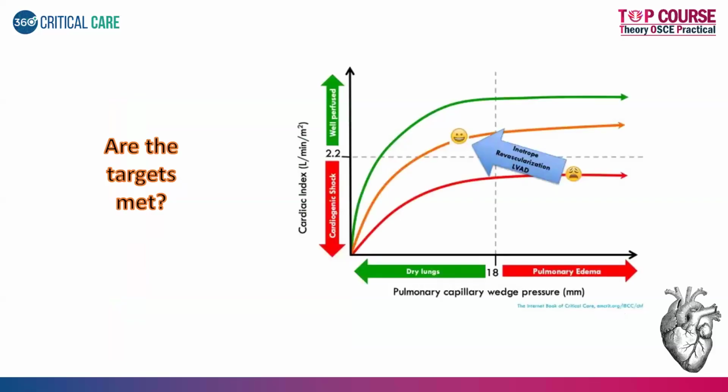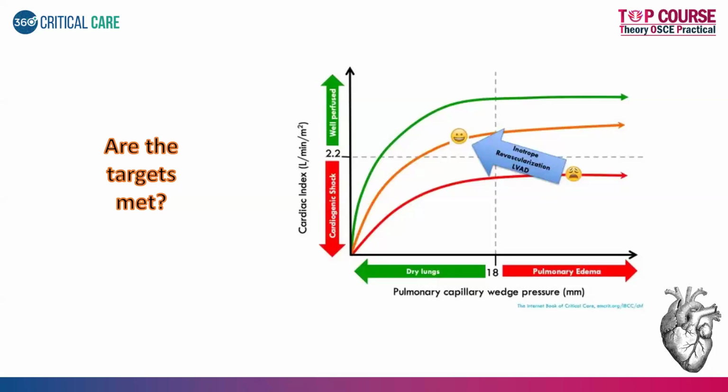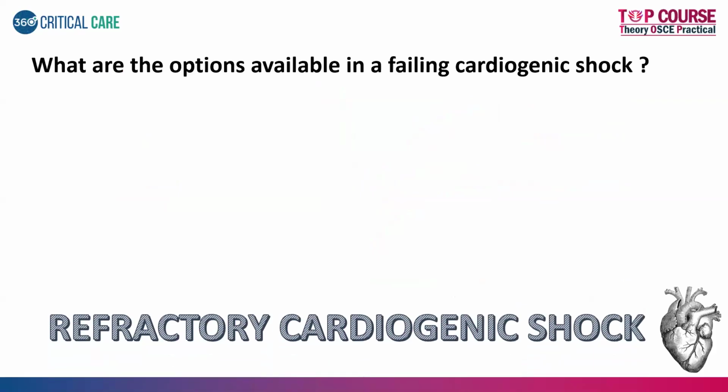After all of this, we have given inotropes, we have revascularized the patient, we have optimized the fluids, we have done everything, and also done basic supplemental therapy with oxygen. So whether the targets are met or not is something that we need to know. If they are not met, the next thing we have to think about is the use of ventricular assist devices. So when do we call the patient refractory cardiogenic shock?